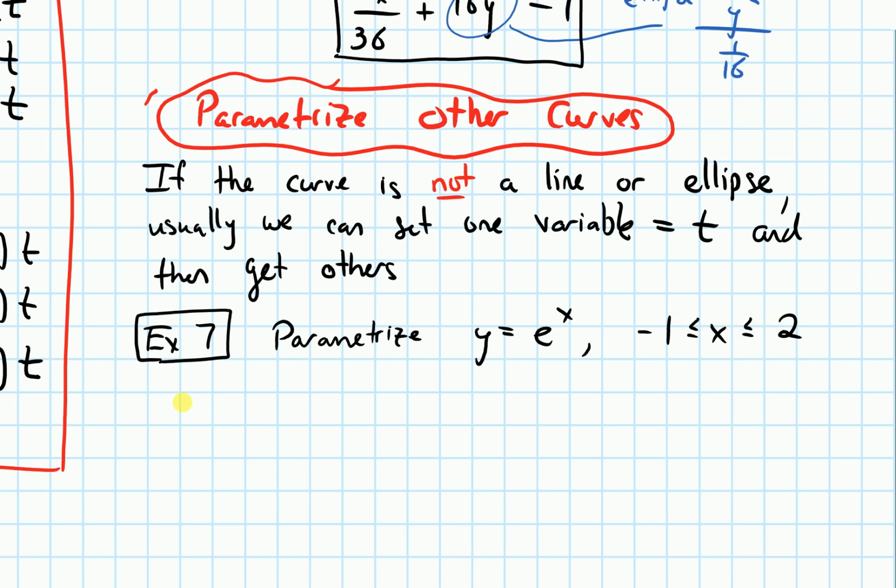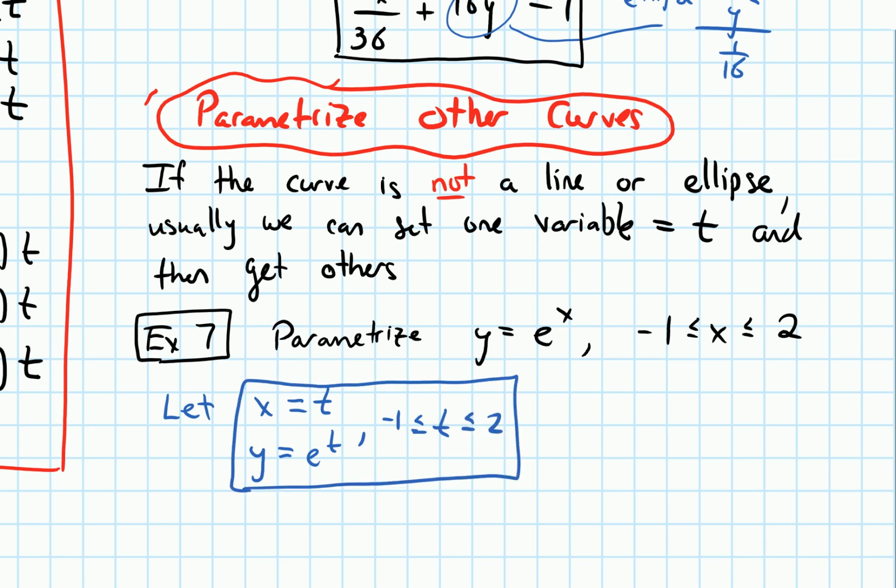So following the idea up here, we're going to let one of the variables, either x or y, be t. Let's just pick x. Okay, and then if we do that, if we plug that in to get y, y would be e to the t. And I need to say what my domain is. So if x is t, and I know what x is in between, that means t better be in between -1 and 2. And that right there is actually our parameterization.